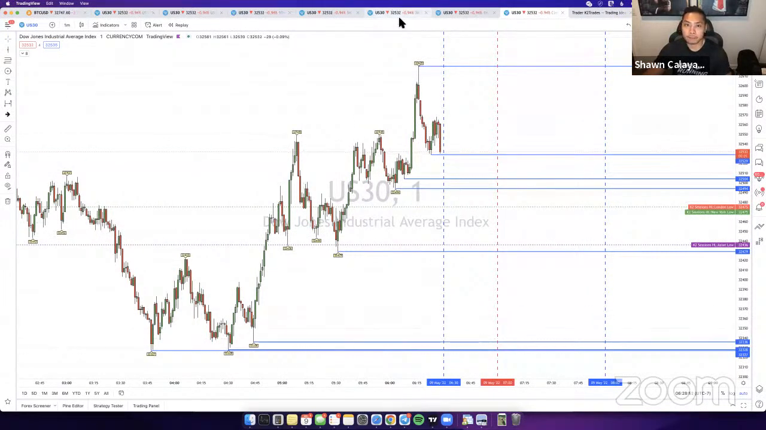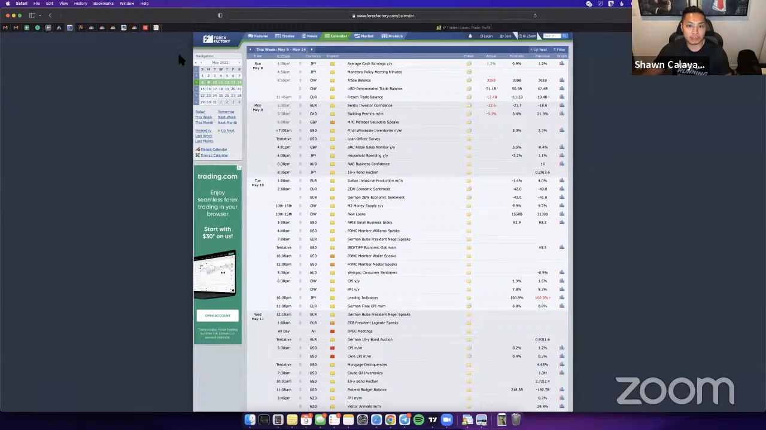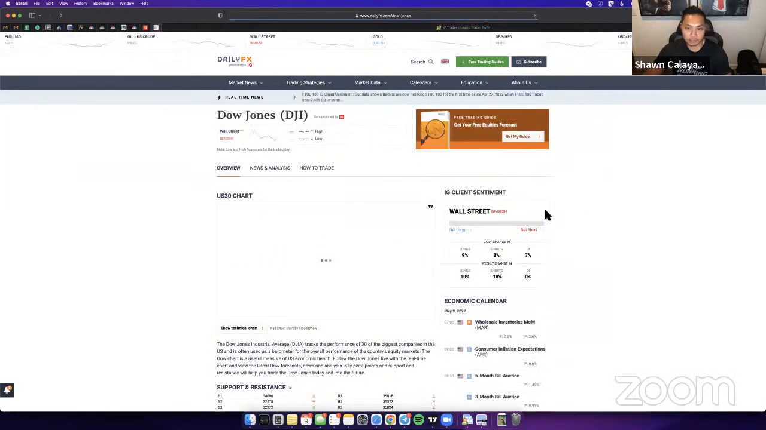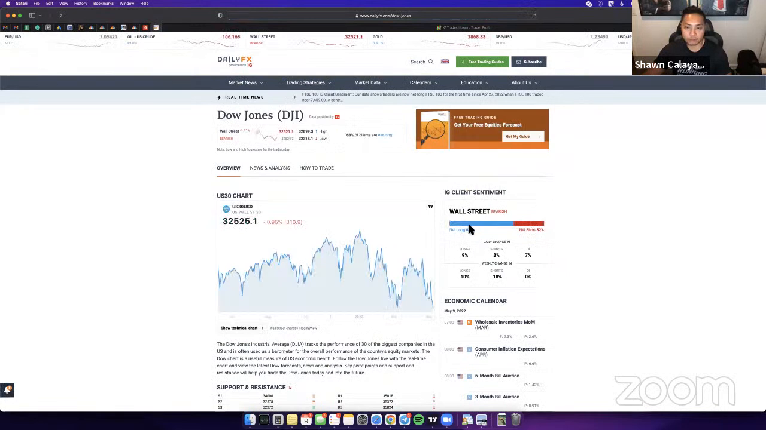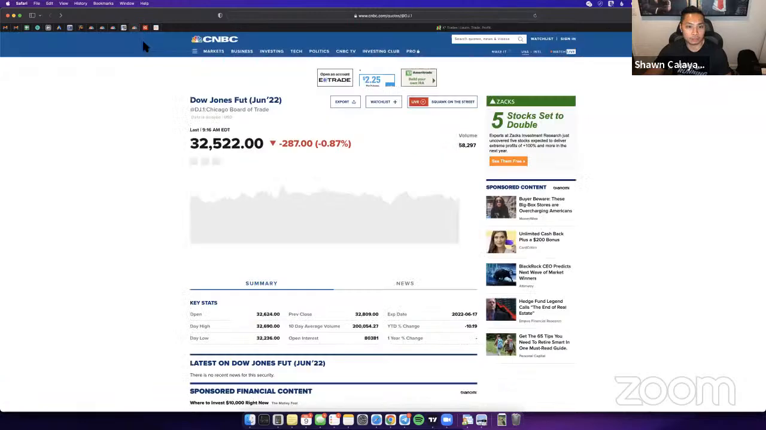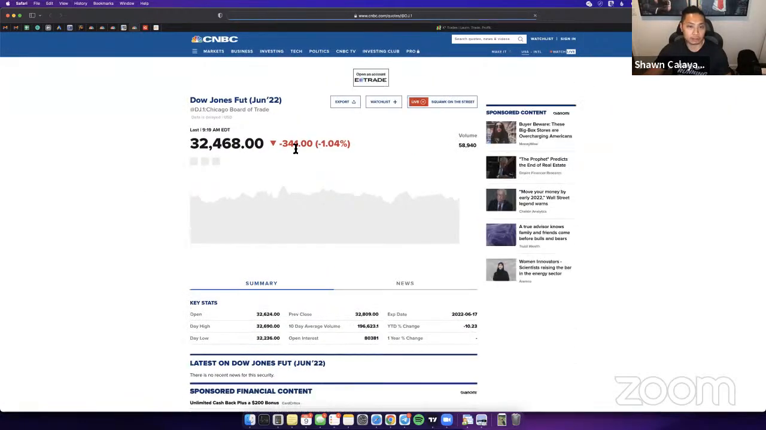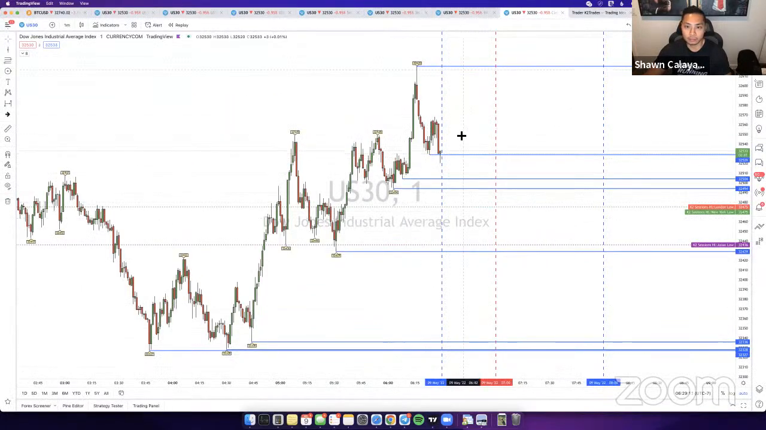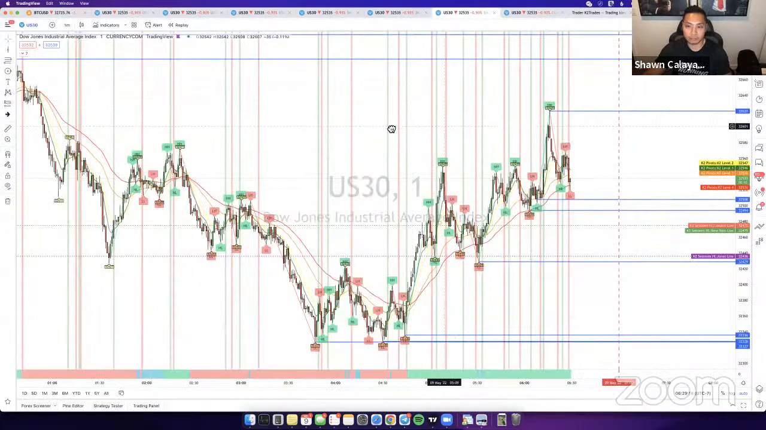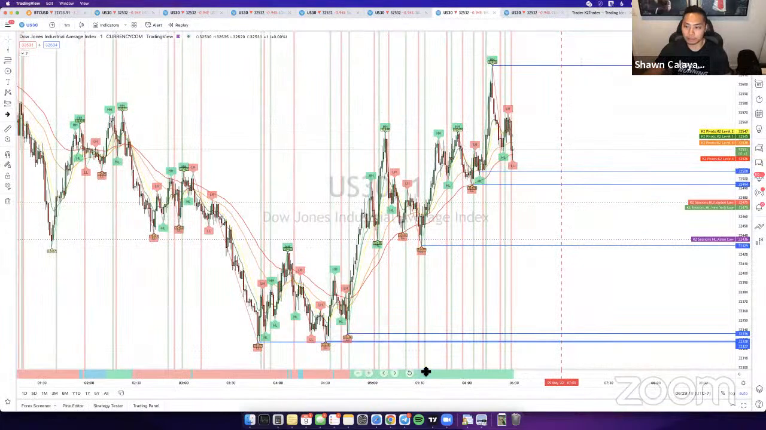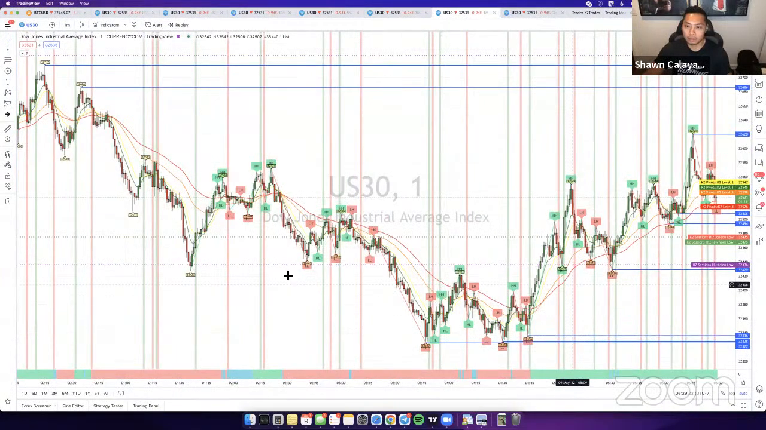Looking at the overall bias right now, the retail sentiment is currently 68% long, so we have a bearish bias here for the retail sentiment. Looking at the fundamentals, the market's currently closed, but the overall fundamentals are currently 341 points in the red. So we're definitely looking for sells today. Obviously, we'll see what happens when the market opens. Market's going to open in about 40 seconds.